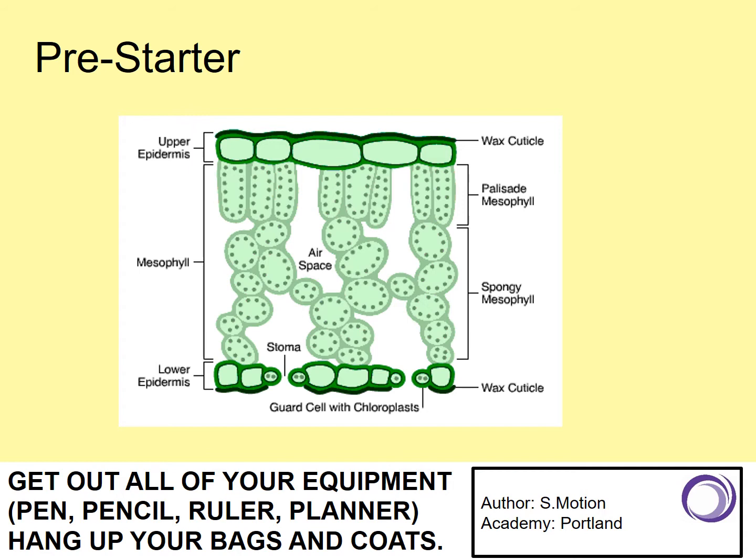And then at the bottom you've got the lower epidermis, and within the lower epidermis you have these very important cells called guard cells, which will open and close the holes at the bottom of the leaf, and those holes have a special name called the stomata, or the stoma if there's only one of them.